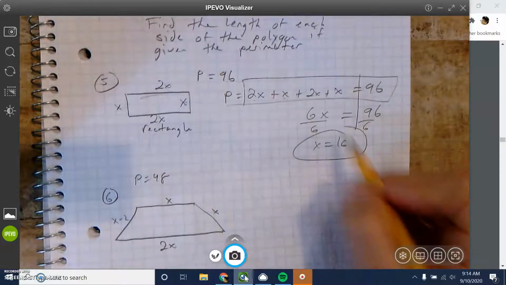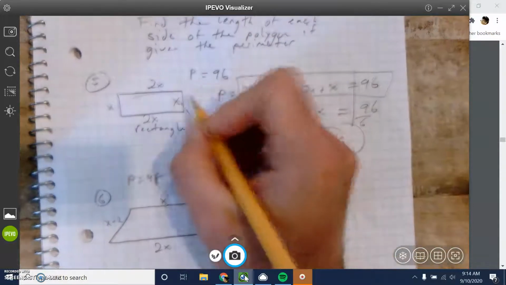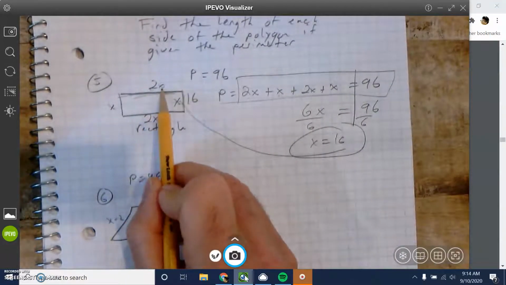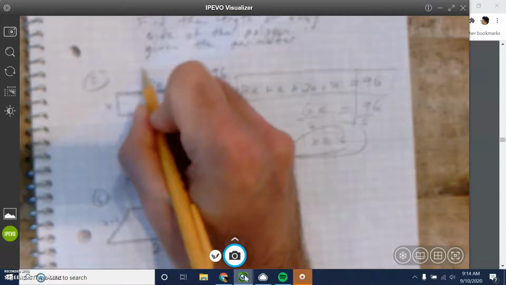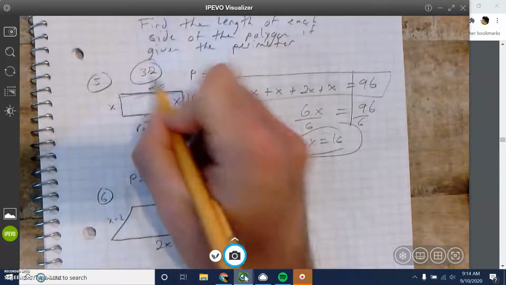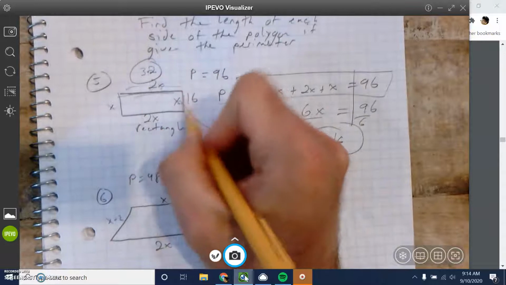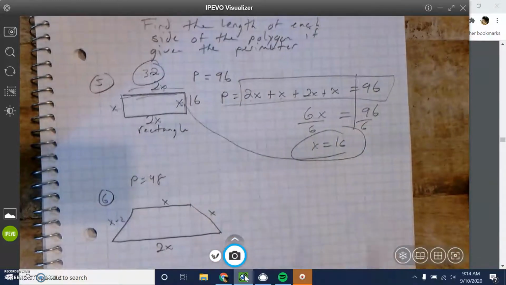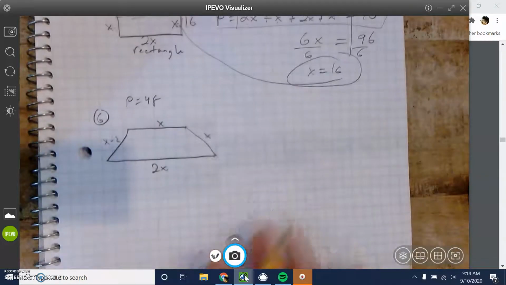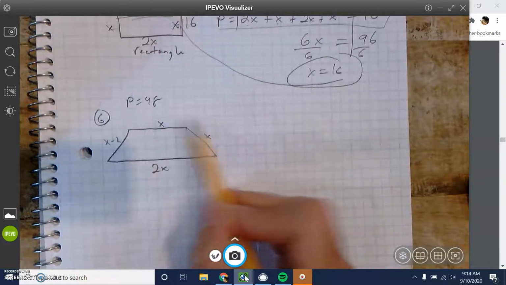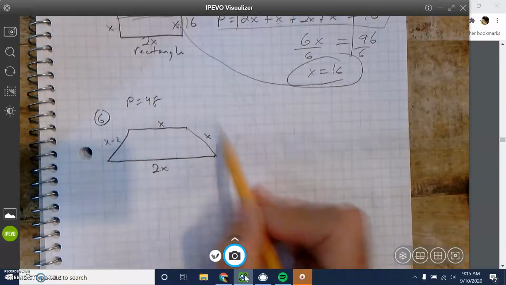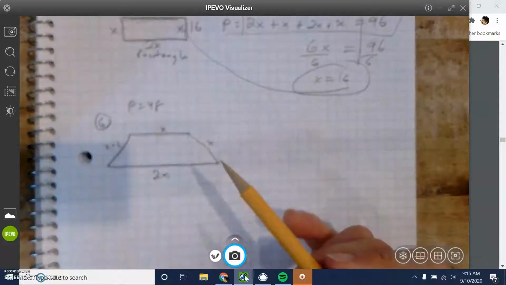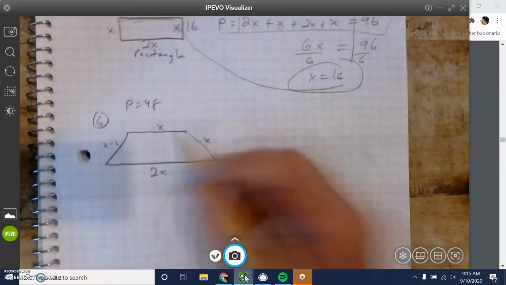Bam. So it wants the length of the sides. So the width here is going to be 16. The length is 2 times 16. So that's going to be 32. So the length is 32. The width is 16. And that perimeter is 96. Got it. All right, try this one, number 6. So see if you can find all of these. So the perimeter is 48 of this quadrilateral. See if you can do it just like we did here. Add up all the sides, have it equal 48. Go.